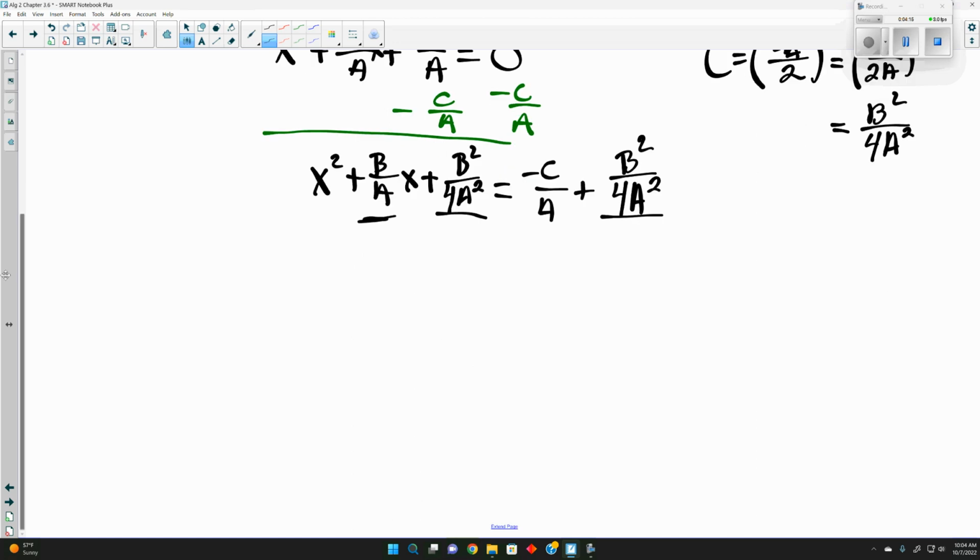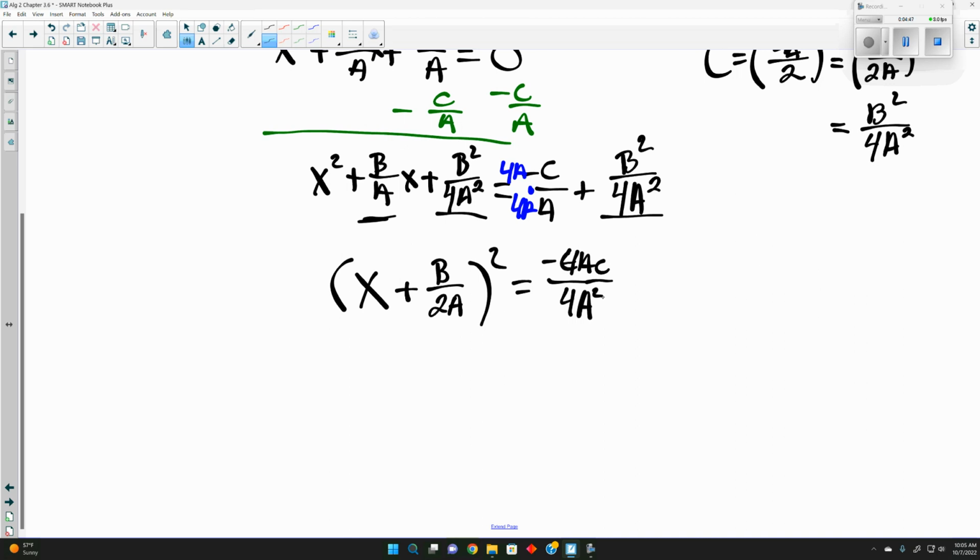Now, at this point, we can factor this side, so we would have x, and then what's inside the parentheses before we square it, which is going to be plus b over 2a. Now to add like fractions, I need to multiply top and bottom so that the denominators are the same. It's going to be 4a squared, because here we would get negative 4ac over 4a squared plus b squared over 4a squared.